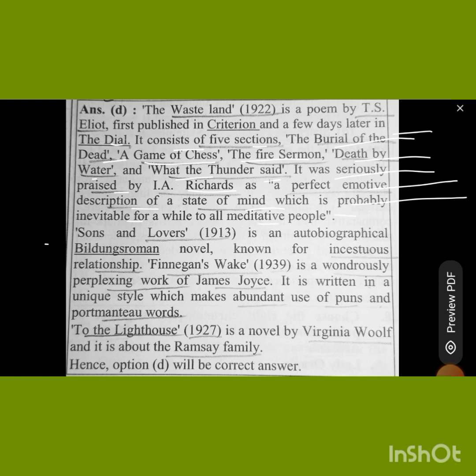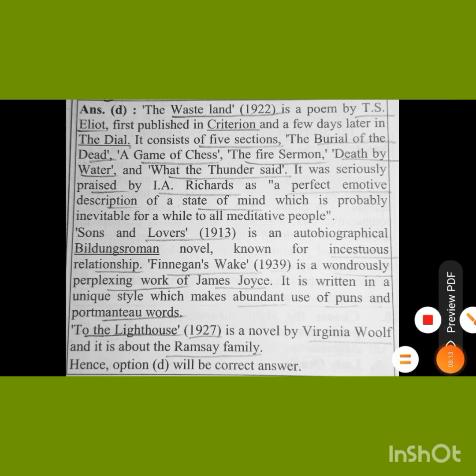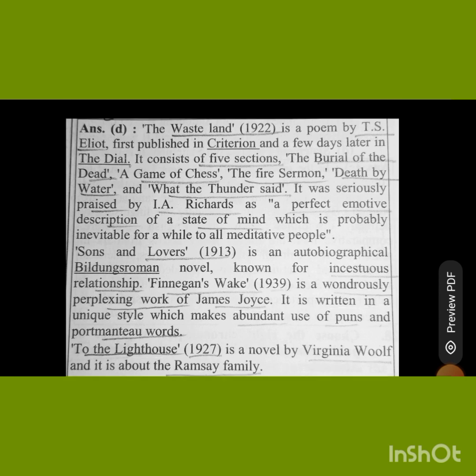Sons and Lovers, 1913, is an autobiographical Bildungsroman novel known for an incestuous relationship. Finnegans Wake, 1939, is a wondrously perplexing work of James Joyce. It is written in a unique style which makes abundant use of puns and portmanteau words. To the Lighthouse, 1927, is a novel by Virginia Woolf and is about the Ramsay family.